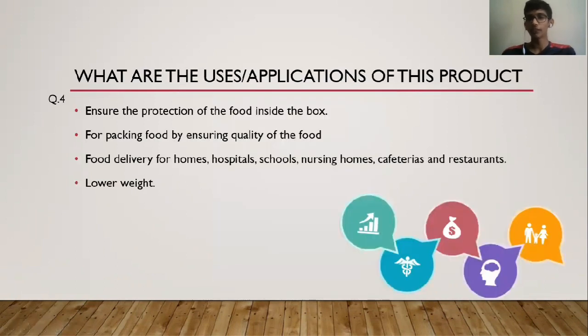So now we move on to the uses of this product. Here are the places we use polystyrene and why. The main point is to ensure protection of the food inside the box from the atmosphere and from moisture. We protect the food from nature. We use polystyrene lunchboxes. Another important point is that it is a very low cost and low weight material. We can buy polystyrene lunchboxes easily.